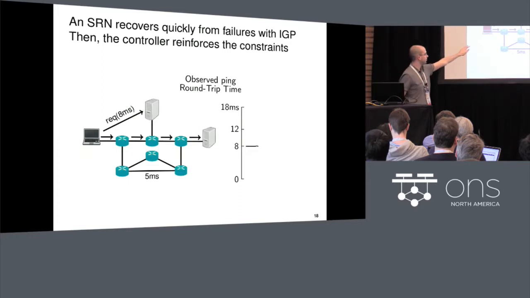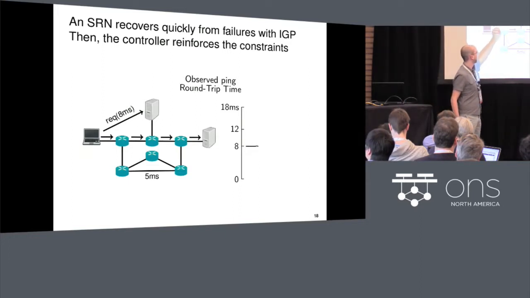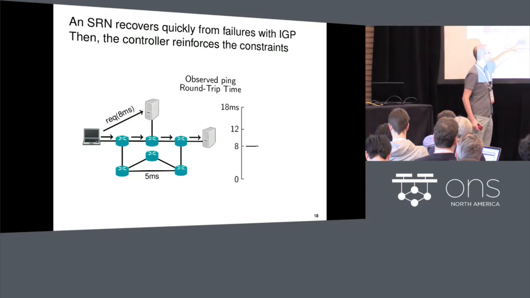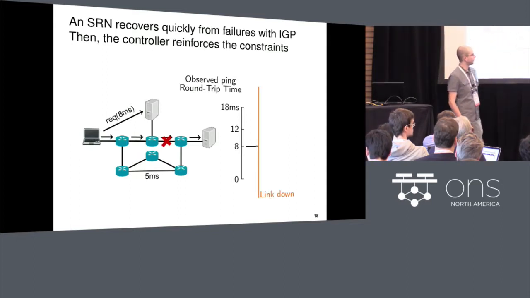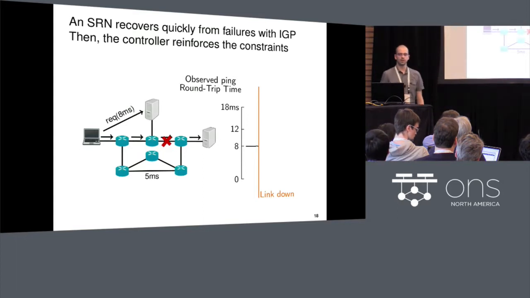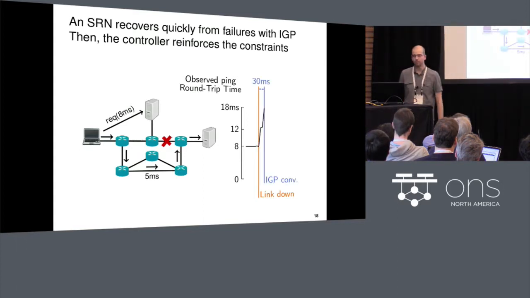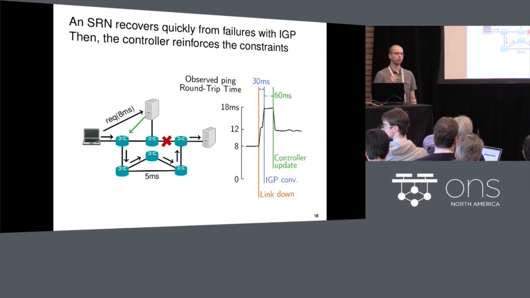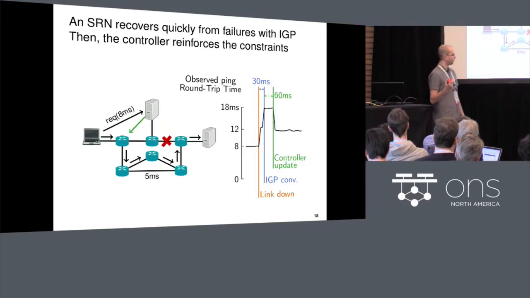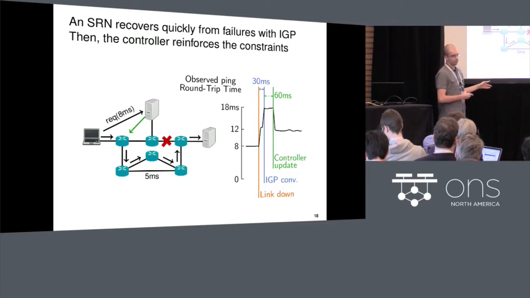we are in a position with a request of 8 milliseconds, a path that was produced, and a failure happens. The link goes down. What will happen first is the IGP convergence that will produce another path, so that will preserve the connectivity, which is the most important. Of course, it violates the constraint, but at least you preserve connectivity first. And finally, the controller will realize that there is a failure and will improve the solution. It cannot go back to 8 milliseconds because it's not possible in this case, but it minimizes the delay at least.